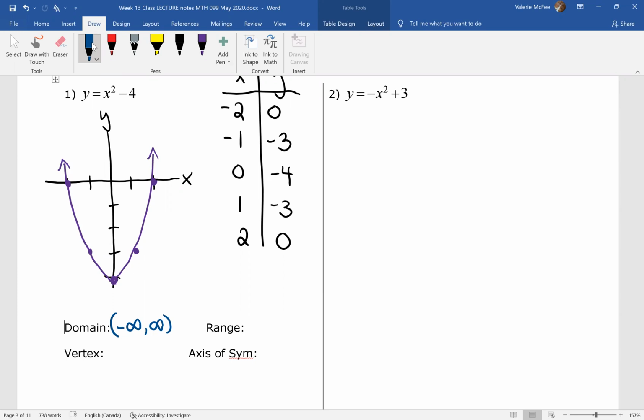This parabola opens up. That means the vertex is its lowest point. The vertex is here at (0, -4). That -4 is the lowest point on the graph. It opens up to +infinity. And remember, the axis of symmetry is the vertical line through the vertex where x equals 0.